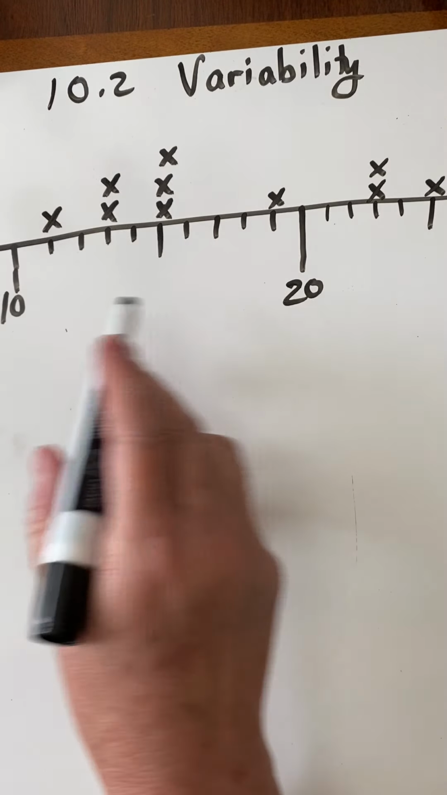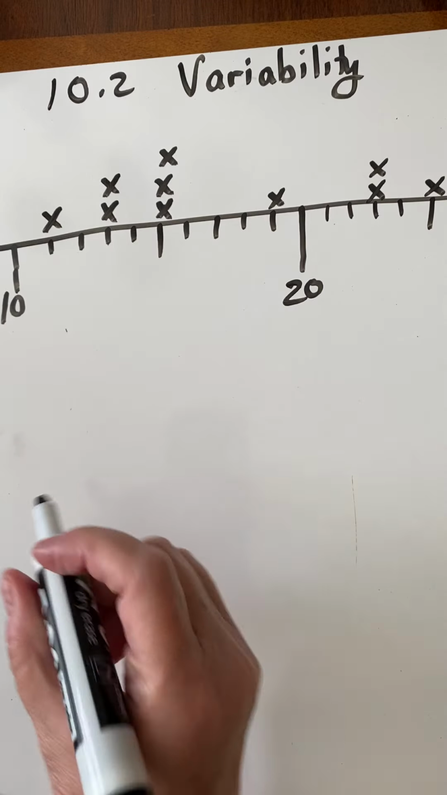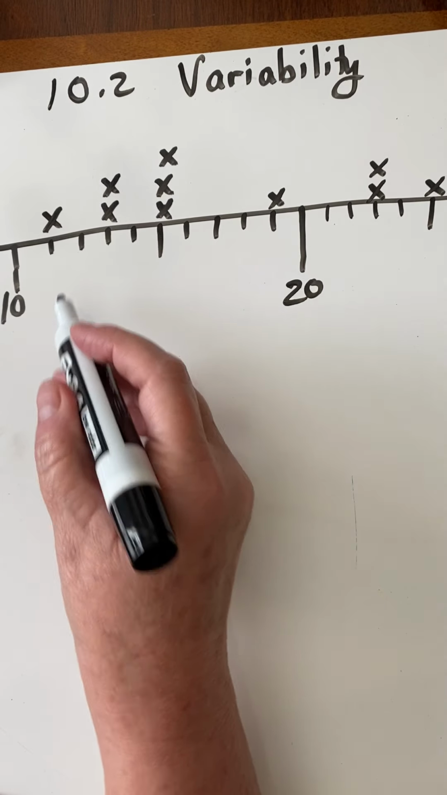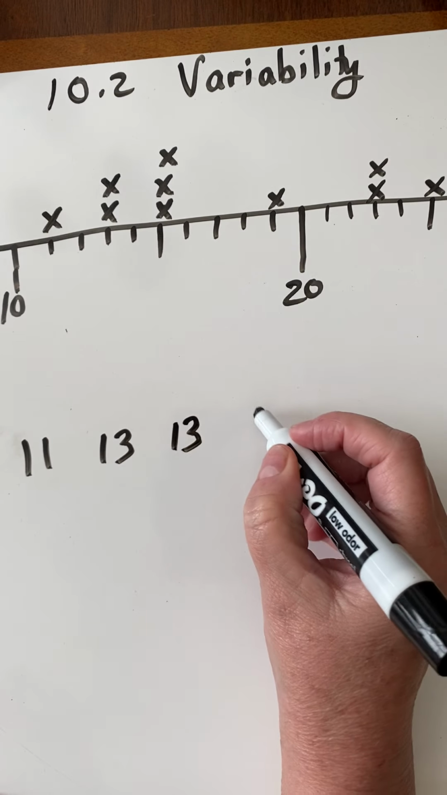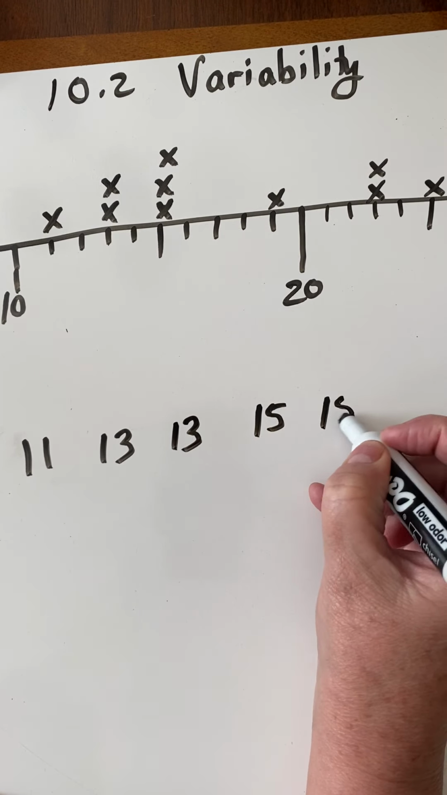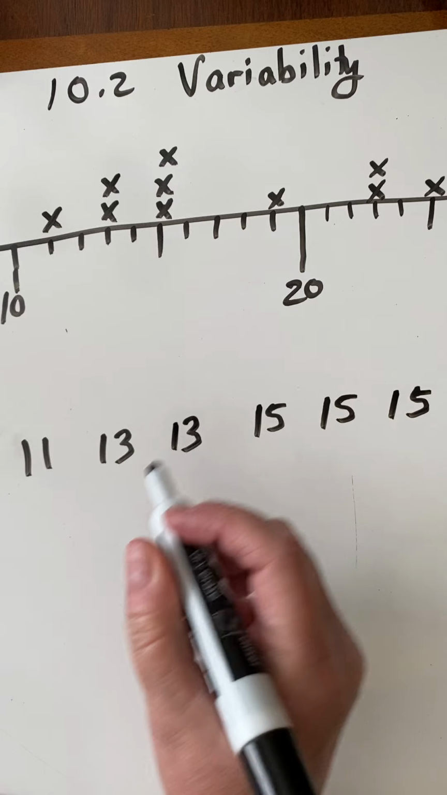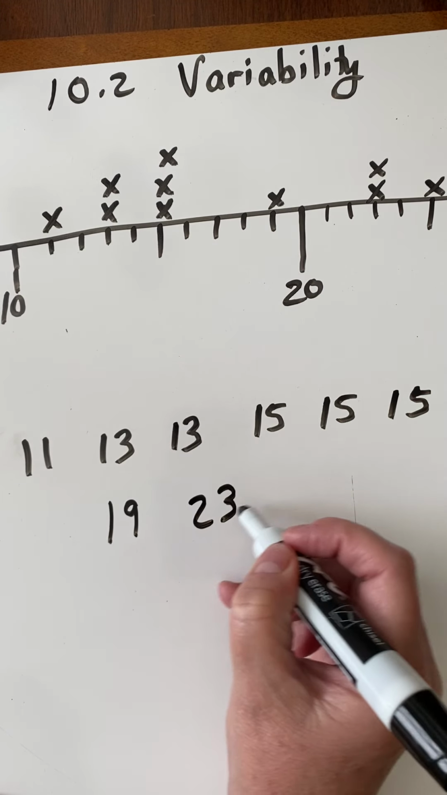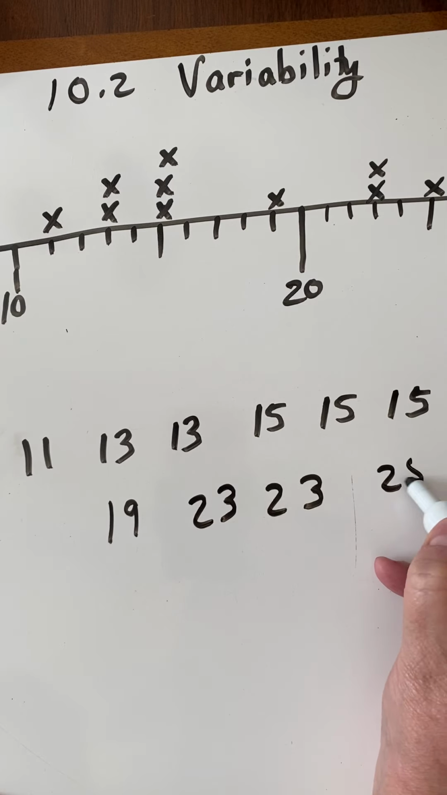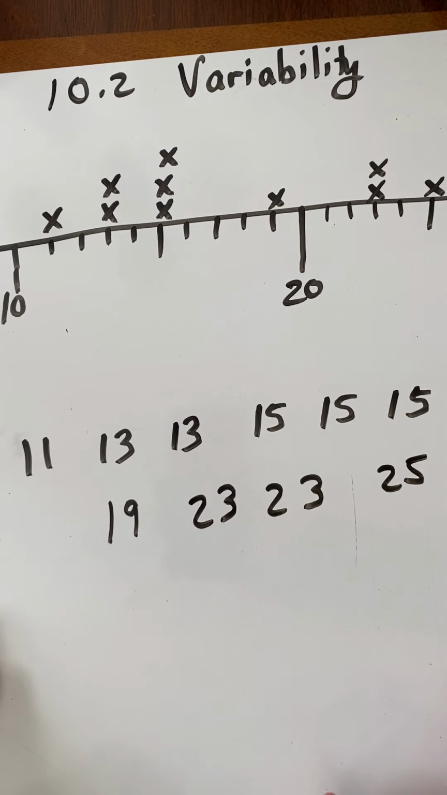Here I've got some data plotted on a number line, and I'm just going to write out what the data is. I have an 11, a 13 and a 13, and then three 15s, and then a 19, a 23, a 23, and a 25. So there's my data written out.